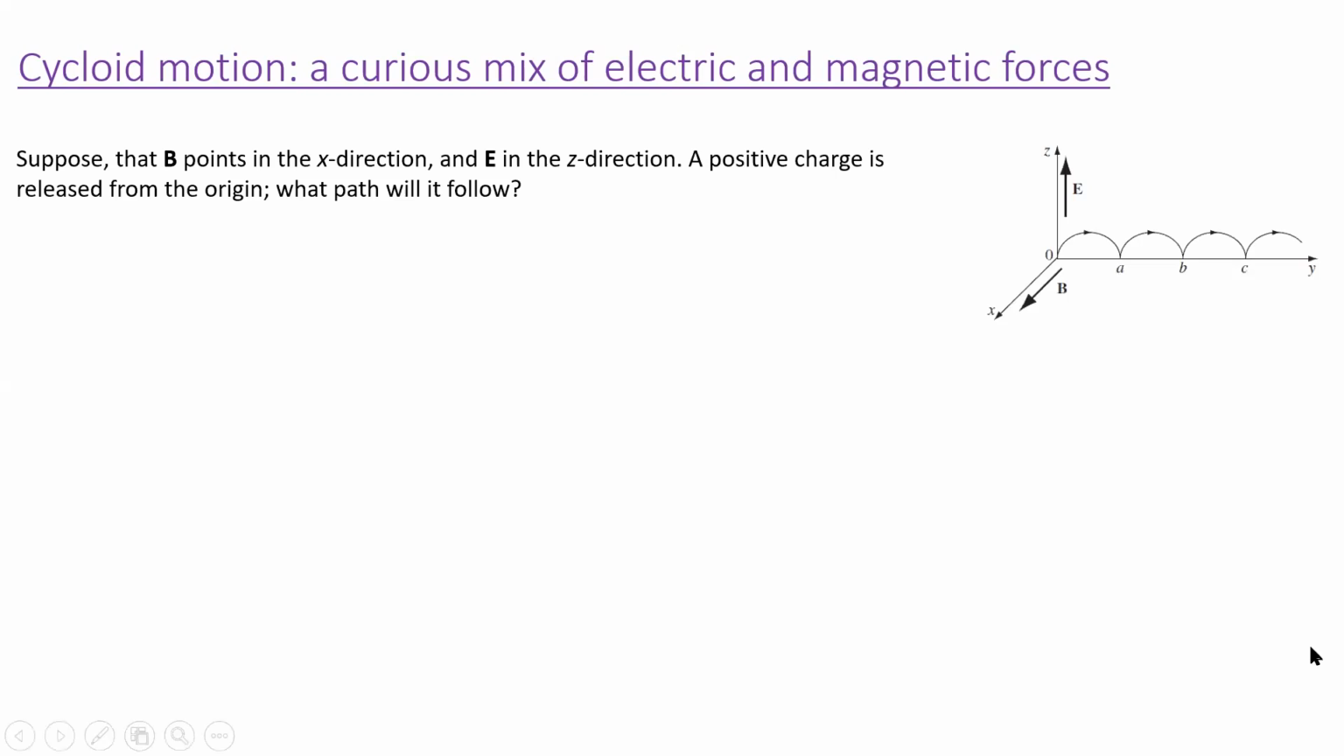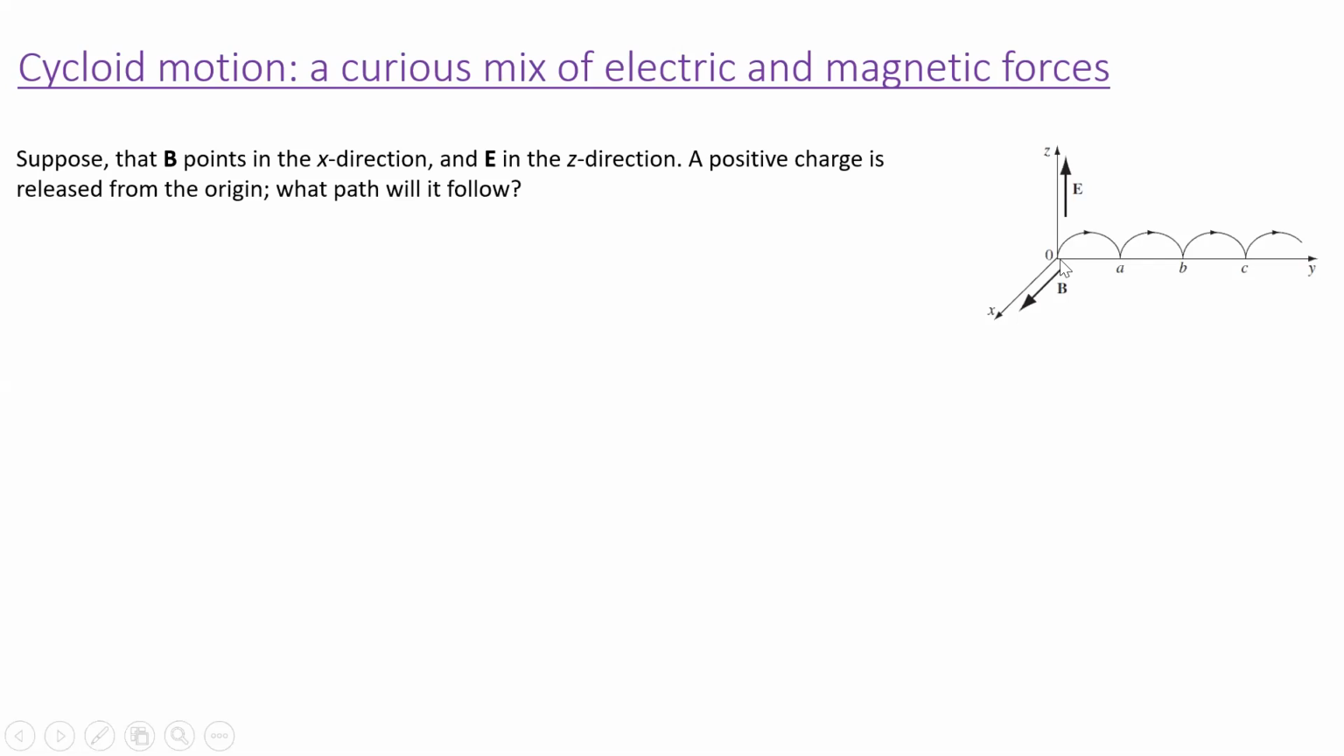Okay, I thought it would just be fun to look at a mix of electric and magnetic forces on a particle. This was actually new to me. There are lots of things new to me, but I hadn't seen this before, and it's called cycloid motion as opposed to cyclotron motion. So suppose we have a particle which starts off at the origin, and we put an electric field in the upward direction, plus z, and a magnetic field in the plus x direction. Okay, so what path will it follow?